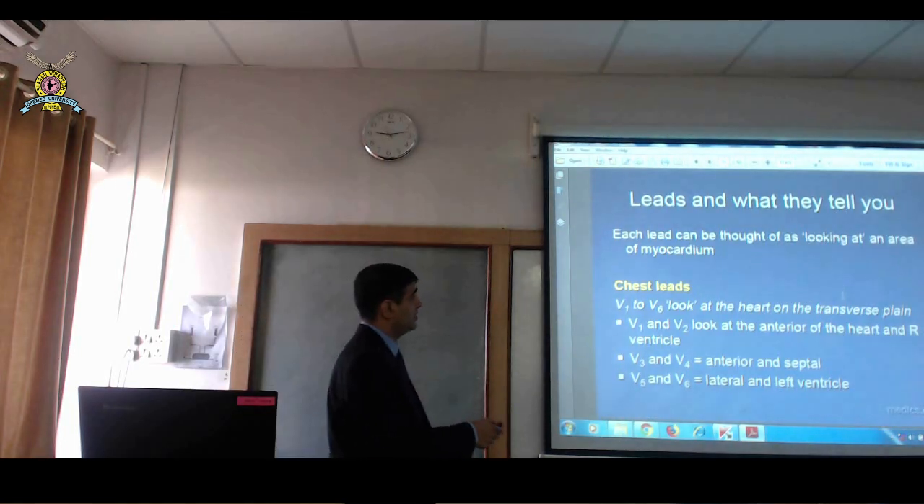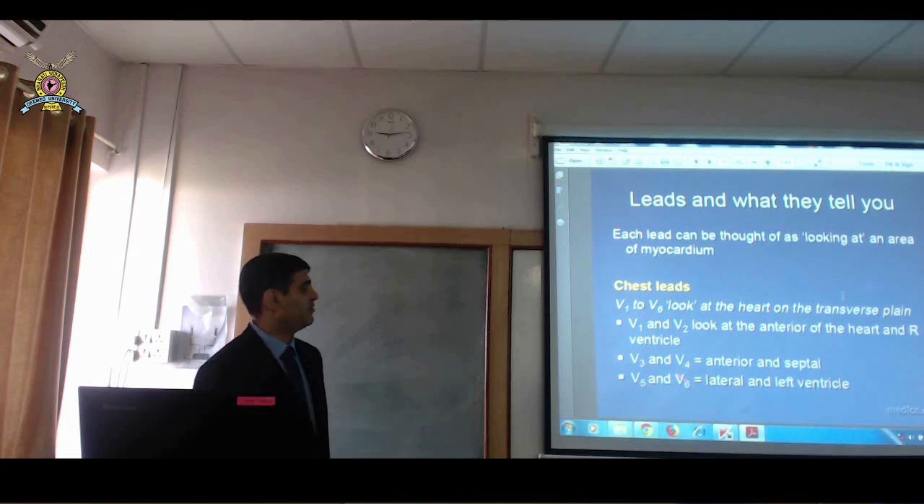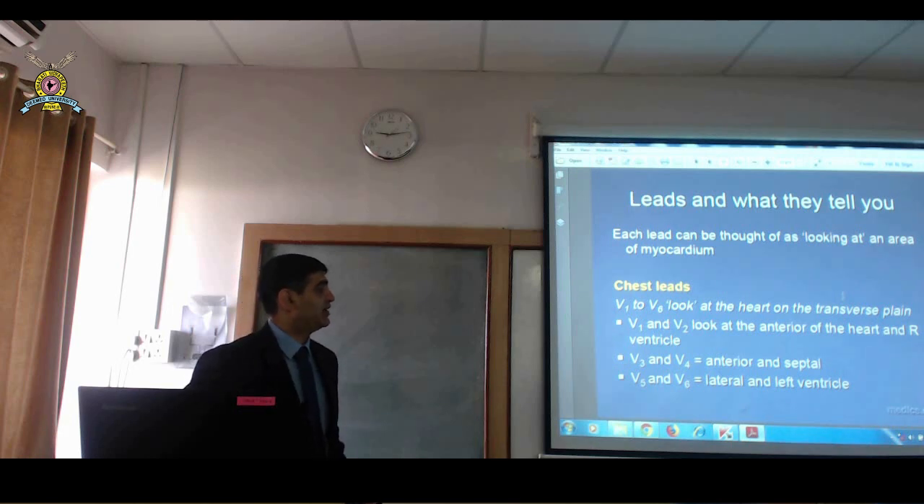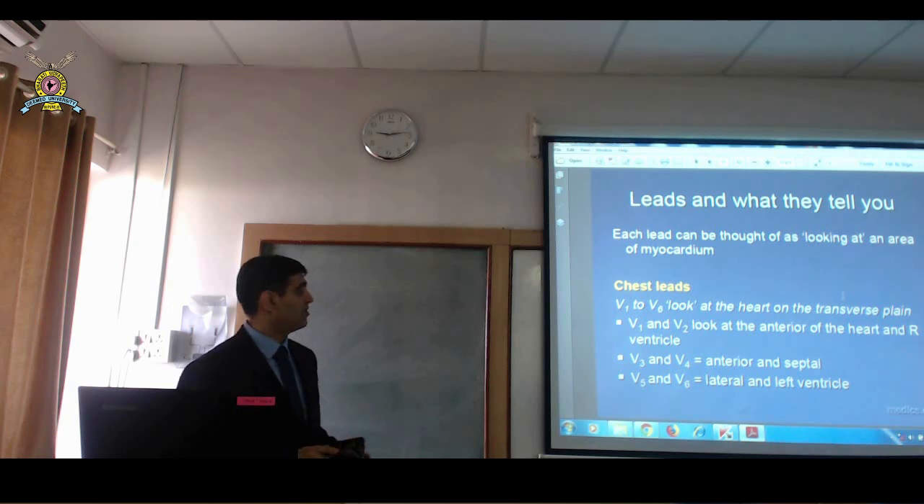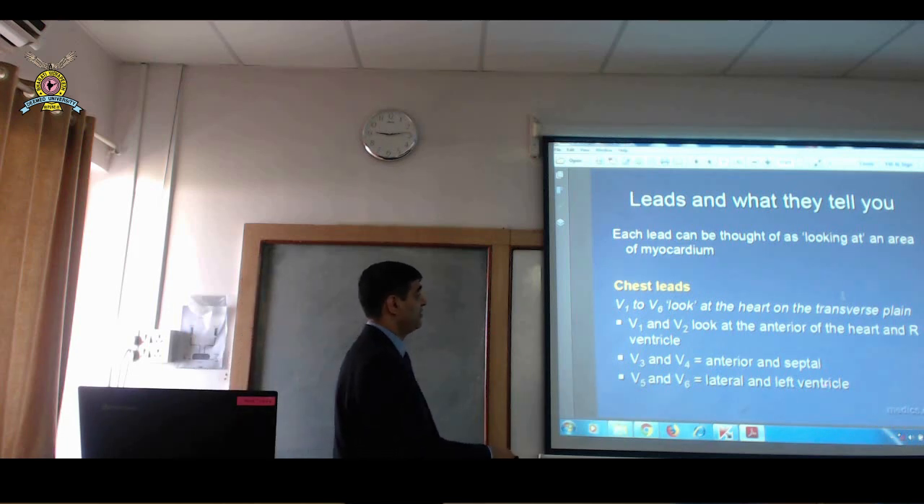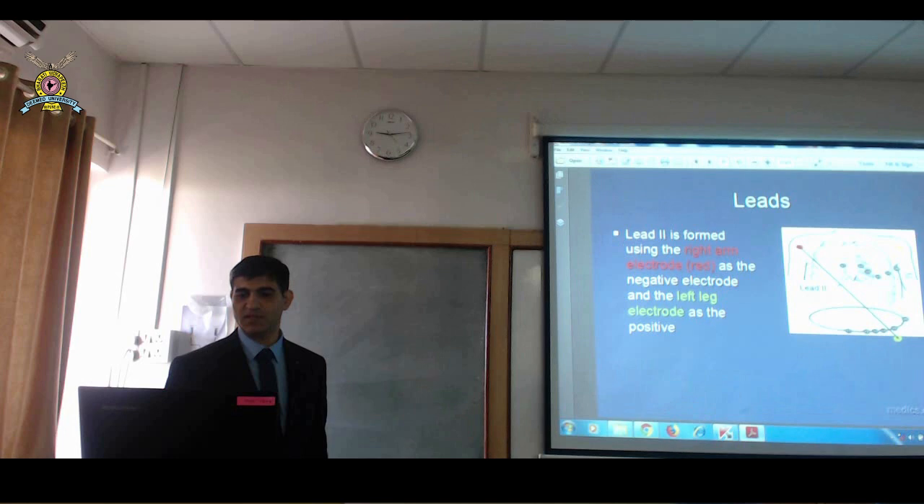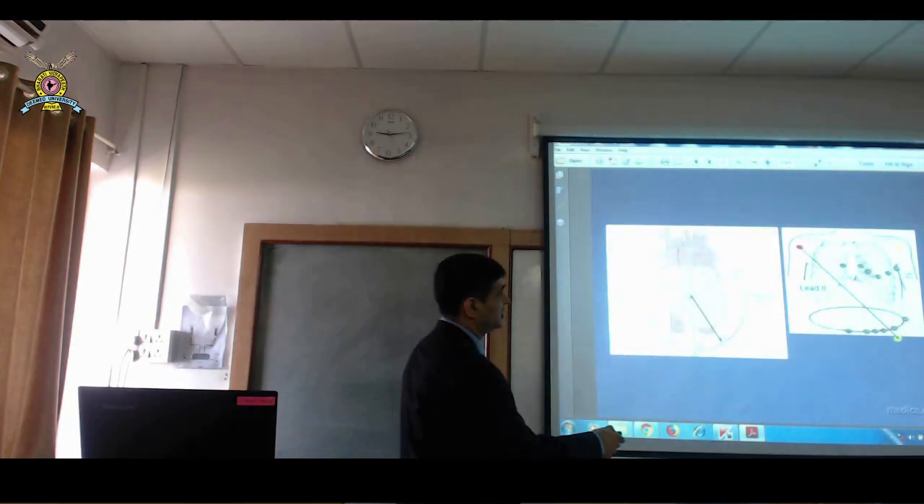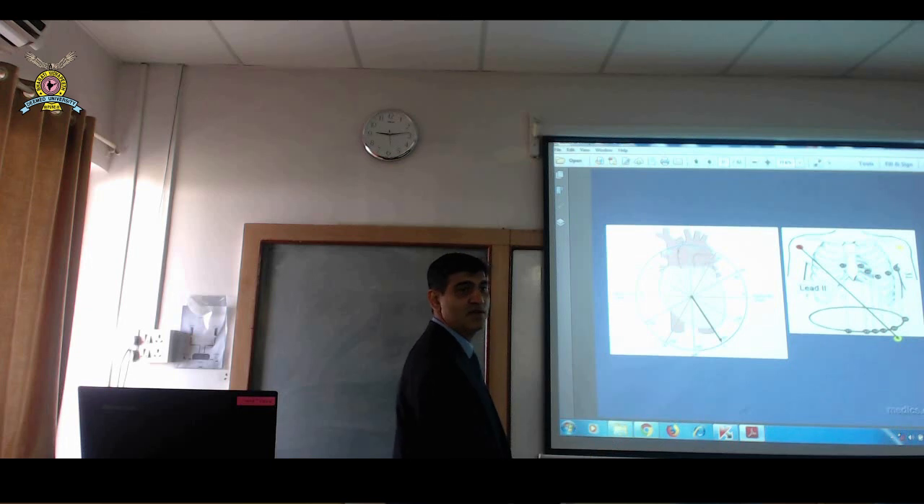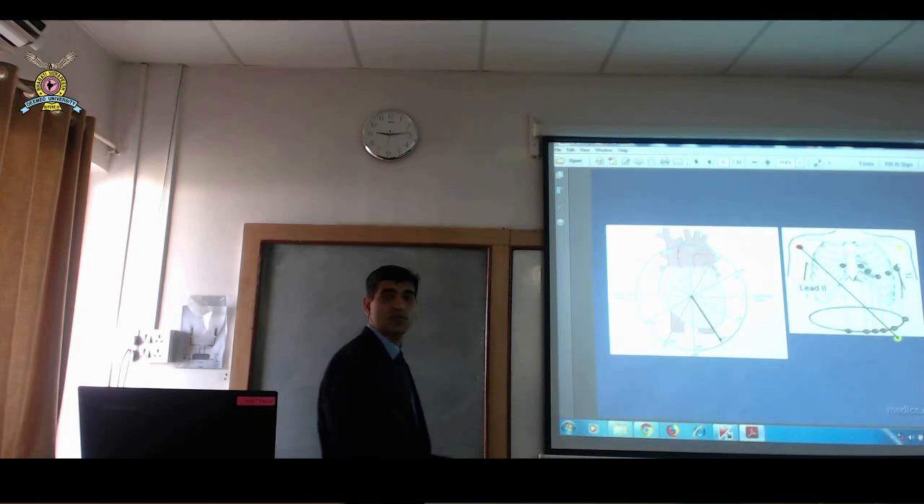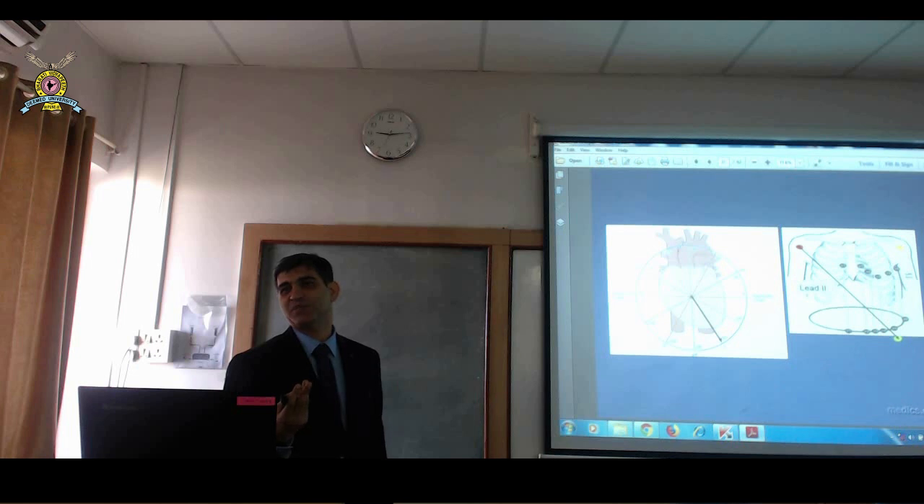Okay, so now coming to what I told you: looking at the area of myocardium from different angles. So chest leads, you know about chest leads. V1 and V2 look at the anterior of the heart and the right ventricle. V3, V4 look at the anterior and septal. V5, V6 look at the lateral and left ventricle. Okay, and that's also simple. You just look at this diagram where the electrodes are sitting, right? So they are going to sit on the front of the heart, and when they are sitting on the front of the heart, you are going to get the signals from the front of the heart. Very simple.